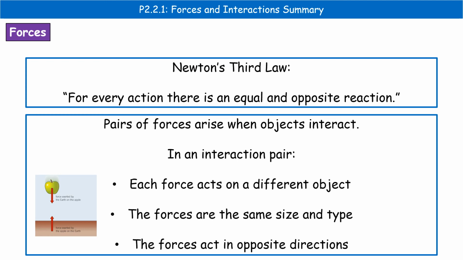So in the picture in the bottom left, we can see we have a force exerted on the Earth by the apple, and we have a force exerted by the Earth on the apple. So we've got those 2 different forces, one exerted on the apple, one exerted on the Earth. The forces are going to be the same size because it's equal, and they're going to be in opposite directions because it's an opposite reaction. So we can see in our interaction pair, the forces act on a different object, they're the same size, and they act in opposite directions, because for every action there is an equal and opposite reaction.